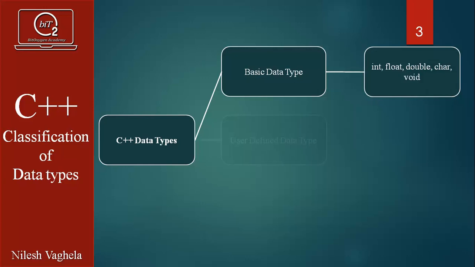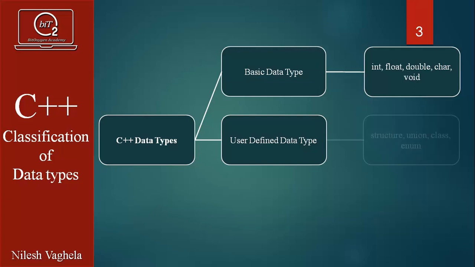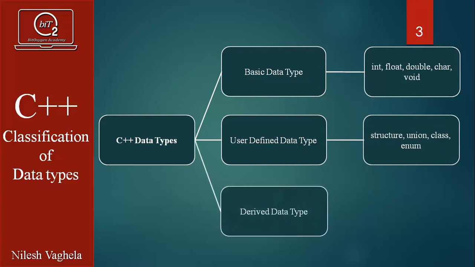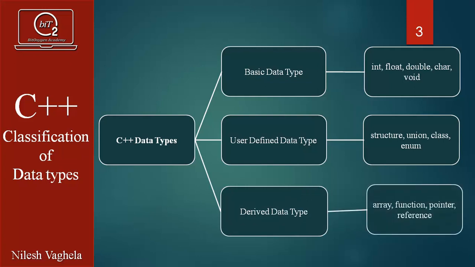Another classification is user-defined data types. User-defined data types are defined by the user. It includes structure, union, class and enum. Enum is known as enumerations. The third one is known as derived data types. Derived data types are derived from basic or user-defined data types, and this includes arrays, functions, pointers and references.